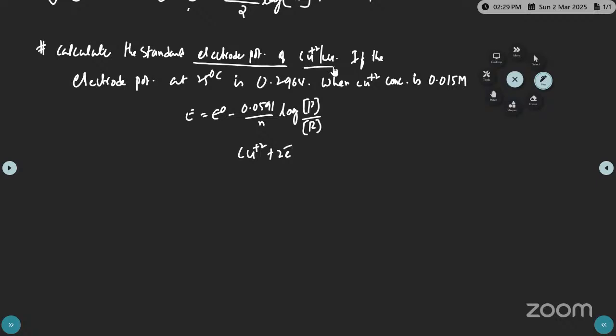Is it cathode or anode? Cu plus 2 Cu. Is it anode or cathode? Cathode.